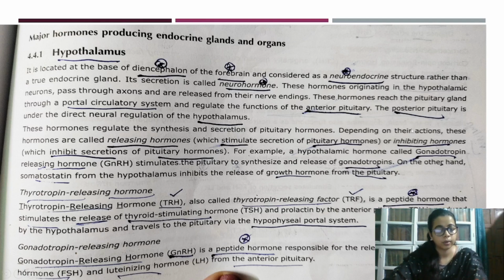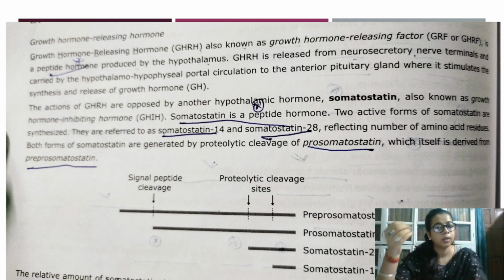It is a peptide hormone, also called thyrotropin releasing factor. It will stimulate the release of thyroid stimulating hormone from the anterior pituitary. Thyroid hormone we will be discussing in detail in the later half. Second is gonadotropin releasing hormone. This is also a peptide hormone. It will release the follicle stimulating hormone and luteinizing hormone from the anterior pituitary. Then growth hormone releasing factor, which is also a peptide hormone, will release growth hormone, and somatostatin, the growth inhibitory hormone, is also secreted from the hypothalamus.